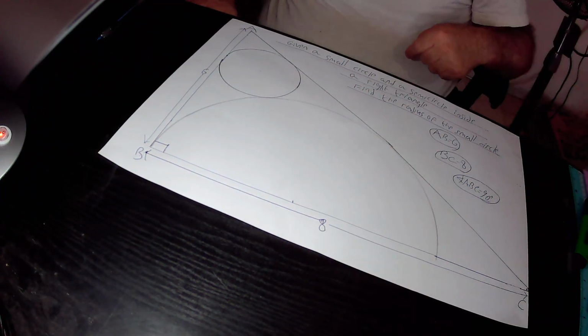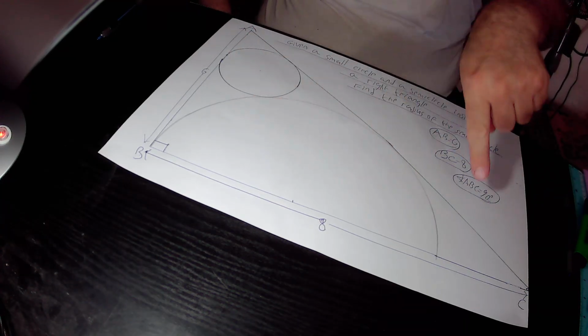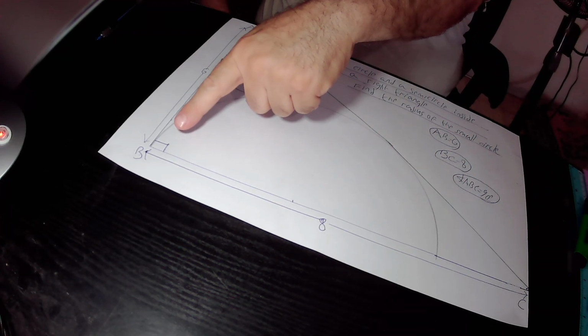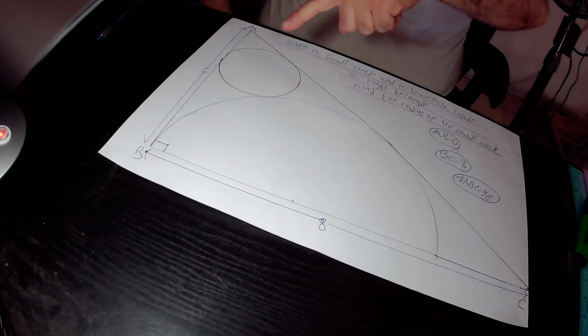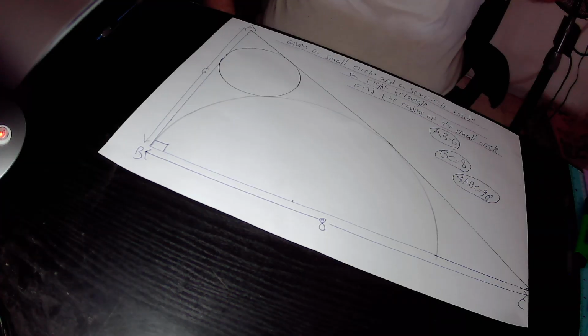Now, in this lecture, we'll find out the radius of the small circle. In the drawing, we have triangle ABC. Triangle ABC is a right triangle. This is angle ABC, the right angle. Side AB equals 6 units in length. Side BC equals 8 units in length.